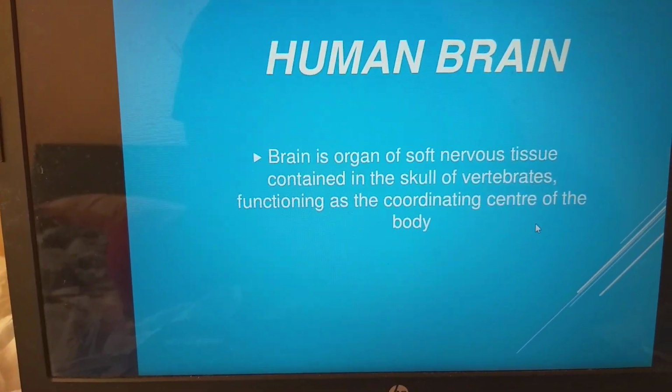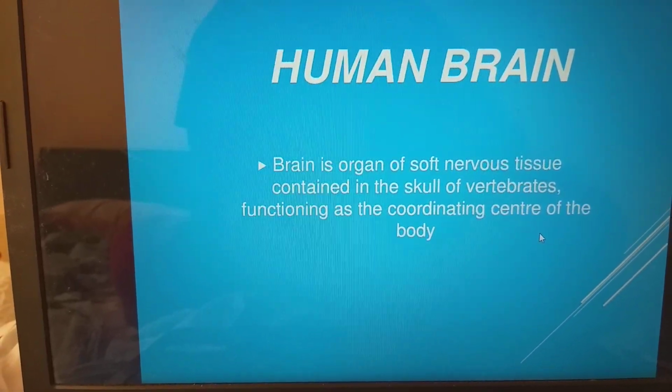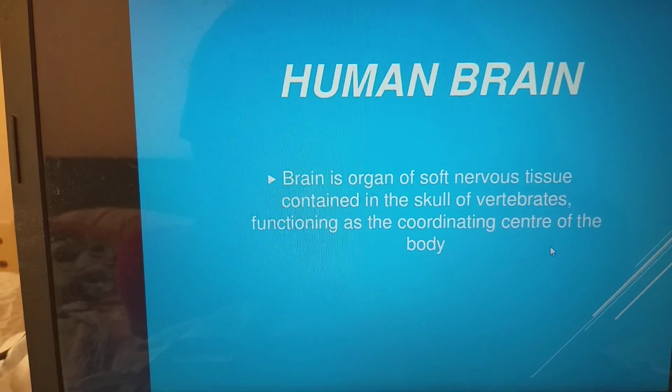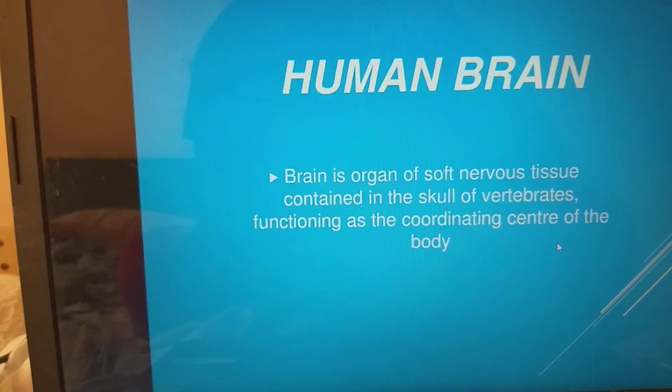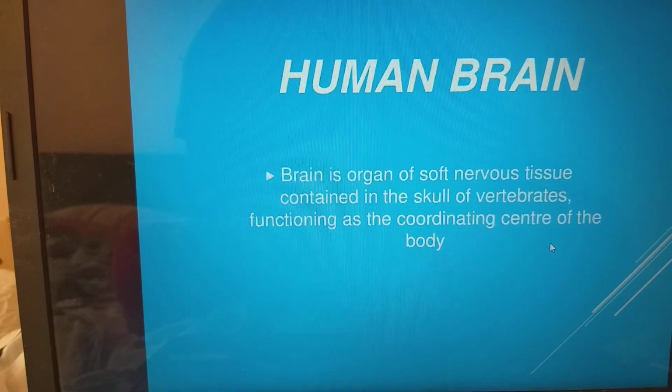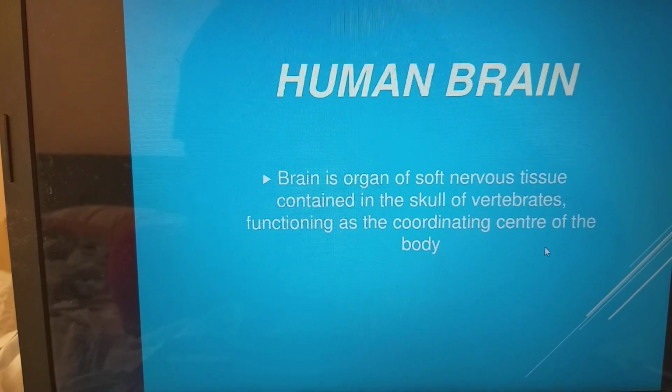Okay. Brain is an organ of soft nervous tissue. So brain is the major controlling organ of our body. It is very soft, and it is the nervous tissue contained in the skull of vertebrates, functioning as the coordinating center of the body.